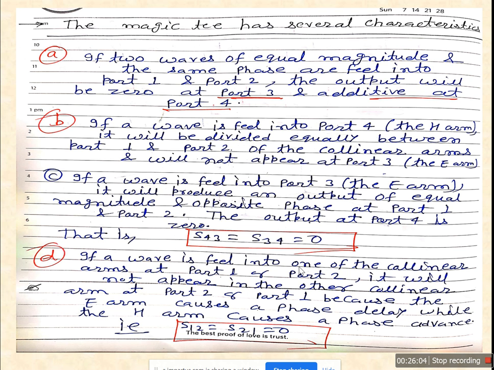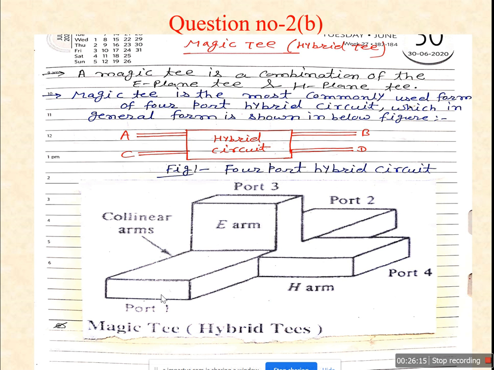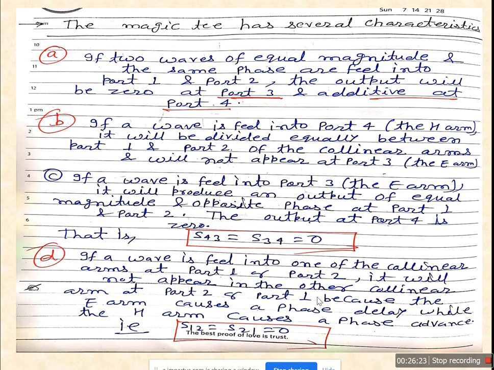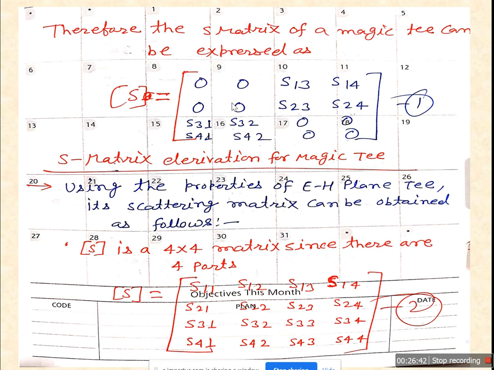If a wave is fed into one of the collinear arms, at port 1 or port 2, it will not appear in the other collinear arm. If you feed port 1, it will not reach port 2. The output is essentially at port 3 and 4, because the E-arm causes a phase delay of 180 degrees and the H-arm a phase advance of 180 degrees. Combined together they give 0. So S12 equals S21 equals 0.